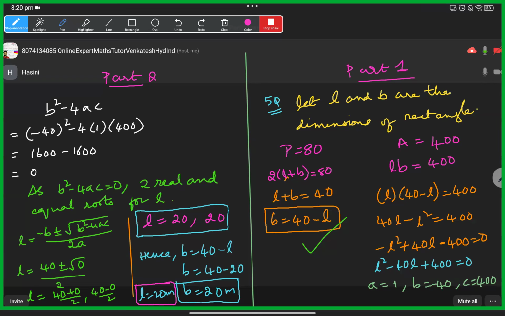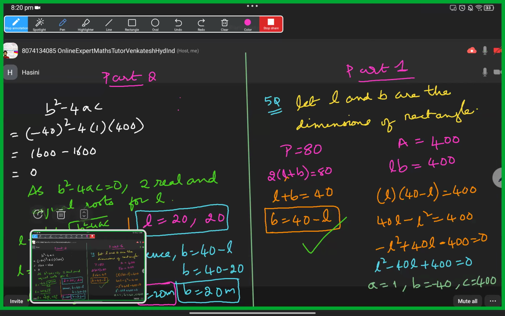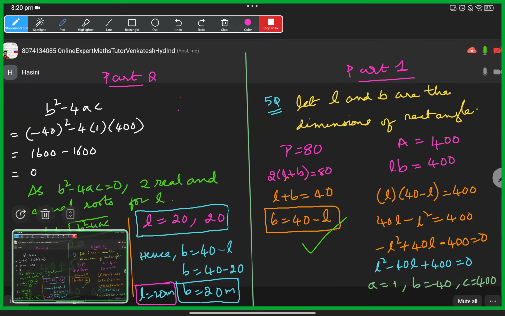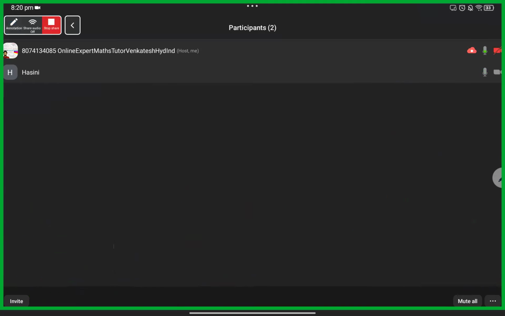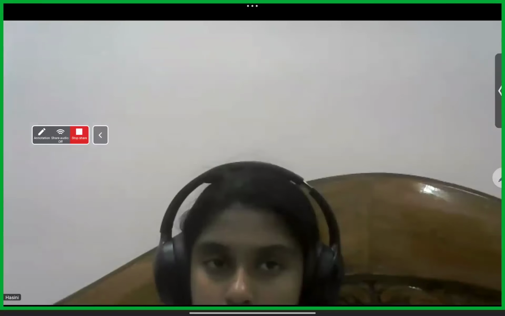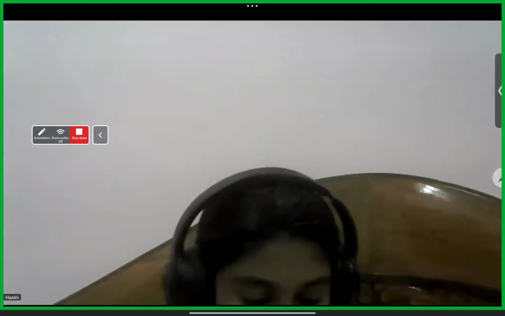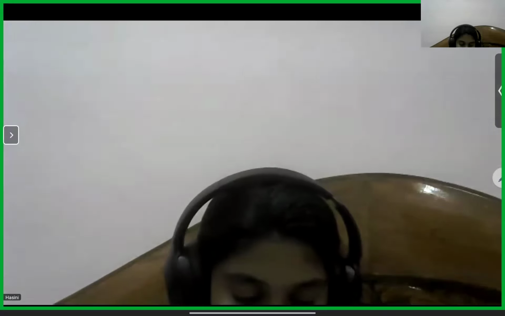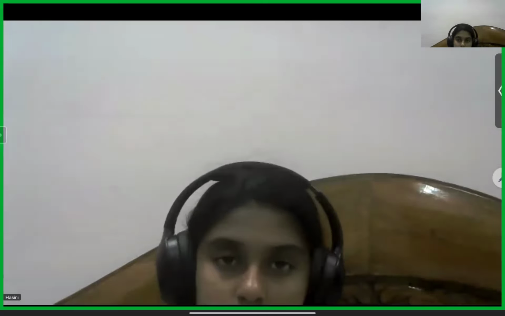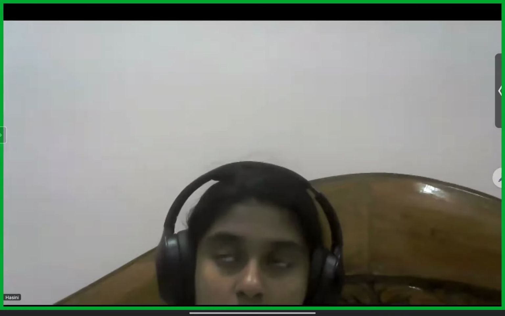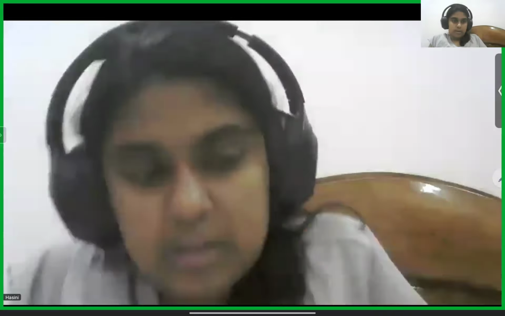Any doubt, Hasmi? Once check the back answer, just for our confirmation. The back answer shows the same, sir. L and B both are 20. They only wrote length is 20 meters and breadth is 20 meters.